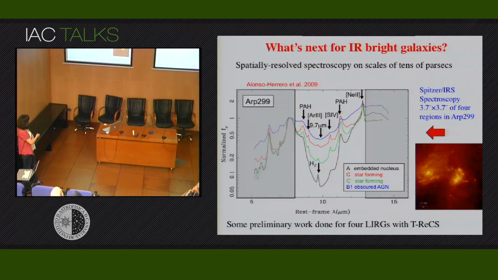And here I'm just showing you all the features that you can get from the ground. So you can look at PAHs, the neon 2 line, which is a very good indicator of the star formation rate. You can look at the silicate feature, the argon 3 line, the sulfur 4 lines. So obviously what we want to do is to actually look at all these features on the scales, as I said, of tens of parsecs rather than kiloparsec scale.